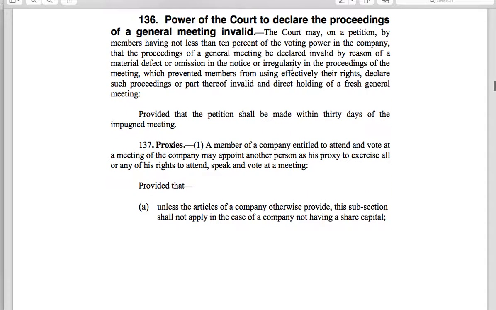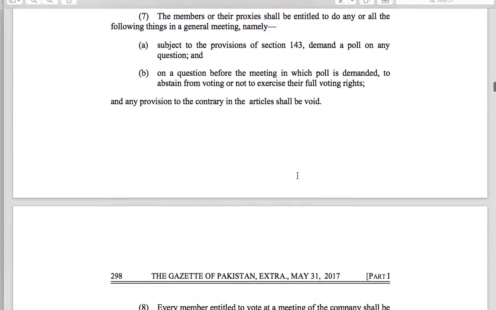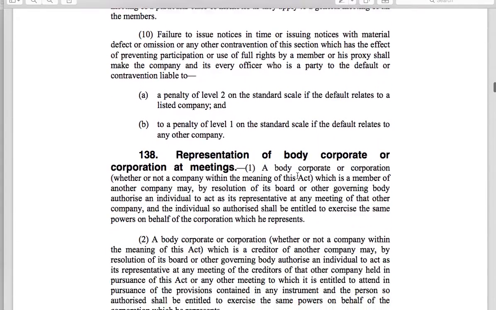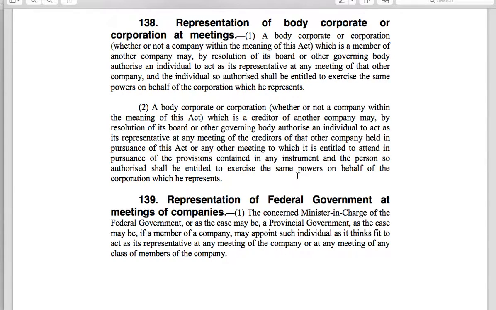Power of the court to declare: this is the power of the court to declare the meeting of the shareholders, who are the actual shareholders. The court has the power, in some cases, if there is irregularity, omission, or material defect, to intervene and declare it an invalid meeting. But these are the most important meetings because they are of the people who have invested their money in the capital of the business.